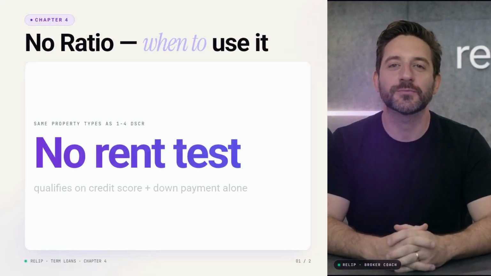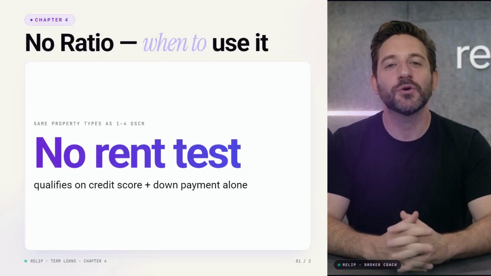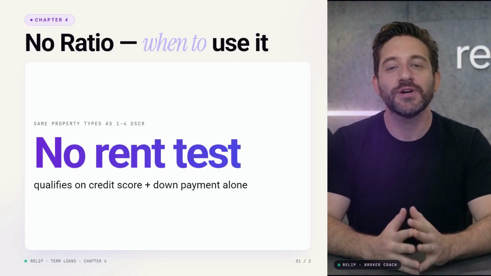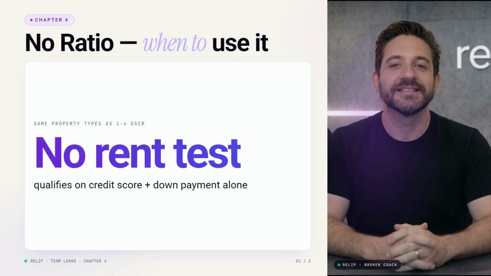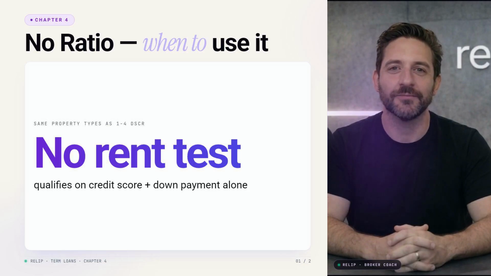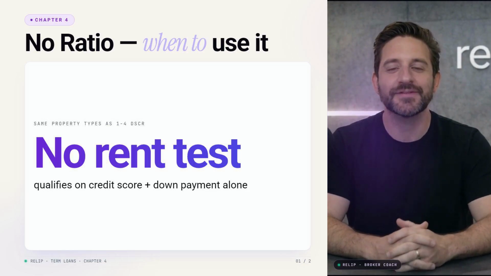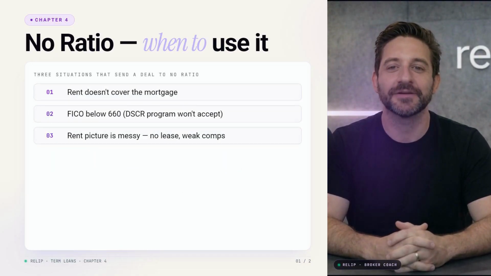Now, what do you do when the first program doesn't fit? That's where no ratio investor comes in. No ratio covers the same property types, single family, condo, townhome, 2 to 4 unit, but it skips the rent test entirely. The deal qualifies on credit score and down payment alone.